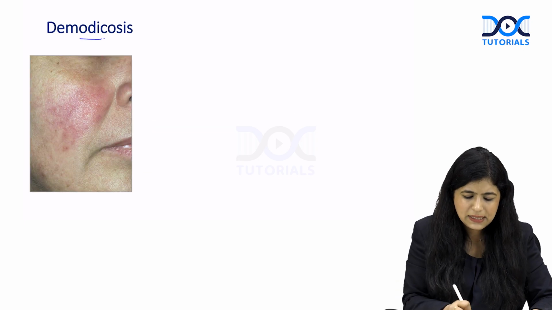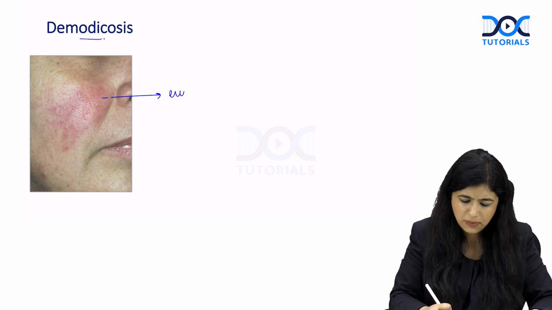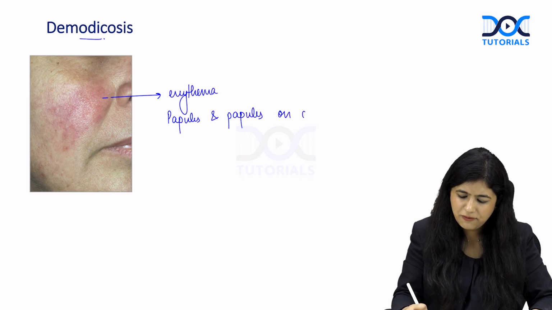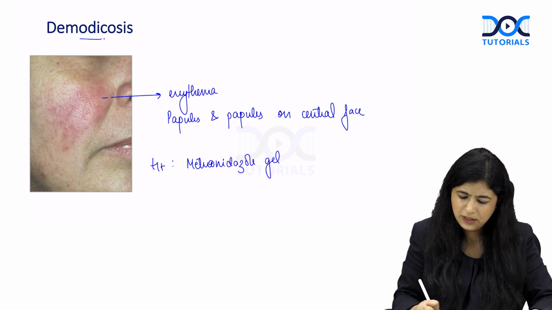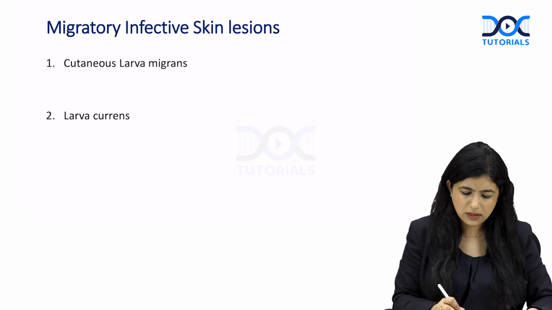When it causes the disease, this is called demodicosis, which presents as erythema as well as multiple papules and pustules on the central face. So this is called demodicosis. Treatment here is with metronidazole gel applied topically.